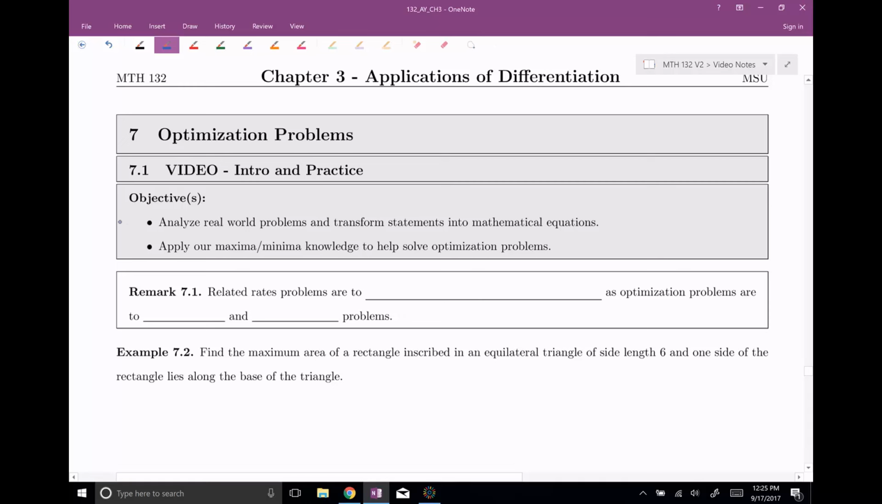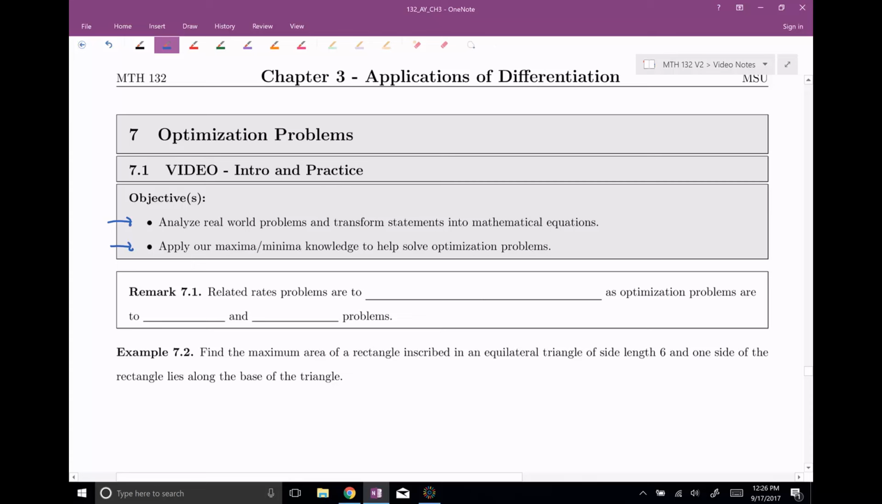Our main objectives, right? Analyze real-world problems and transform these statements into mathematical equations. So that means we're going to get some story problems here. Then we want to apply all of our minima and maxima knowledge to help solve these optimization problems, to actually find a minimum or a maximum.